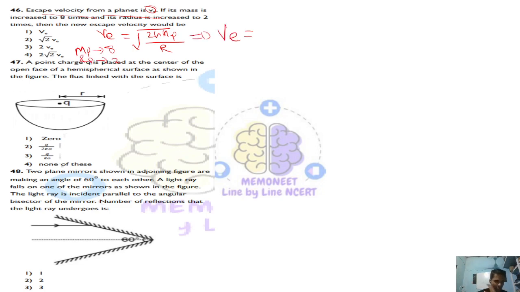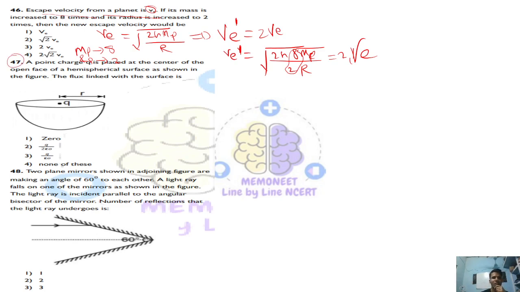It's a simple question. The new escape velocity will be simply 2 times the initial, because once you put in the new values, you can calculate it. 2G mass will increase as 8 times the mass of the planet, and the radius 2 times. So simply 8 by 4 comes out, and it becomes 2 times the previous velocity. It's simple arithmetic, you can do it, no worries. This is the standard formula of the escape velocity.